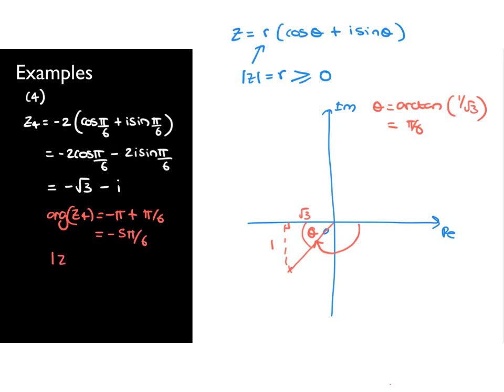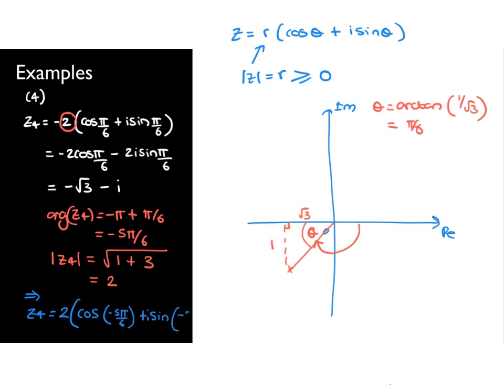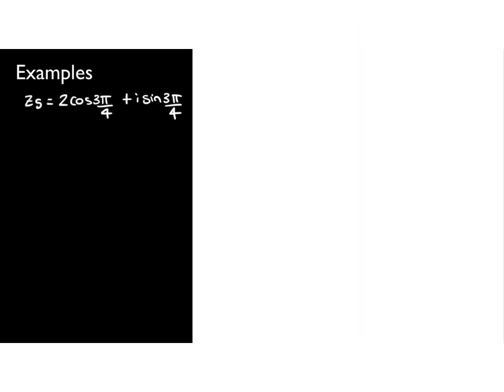And of course what we haven't done is work out the actual modulus of z4, and you will notice it's equal to 2. So we could actually glean that information from the starting point, but of course we had to work through the process to get the correct value of the argument. So this gives me z4 is equal to 2 bracket cos negative 5 pi by 6 plus i sine negative 5 pi by 6. So let's look at the last example.